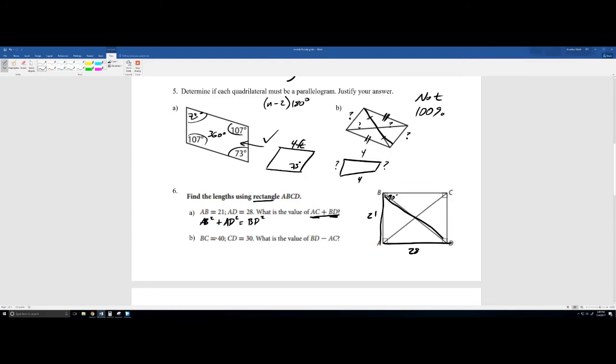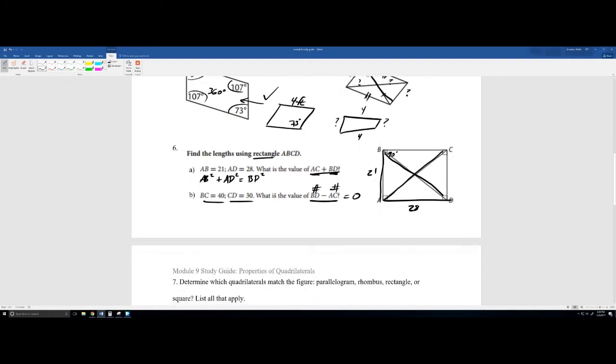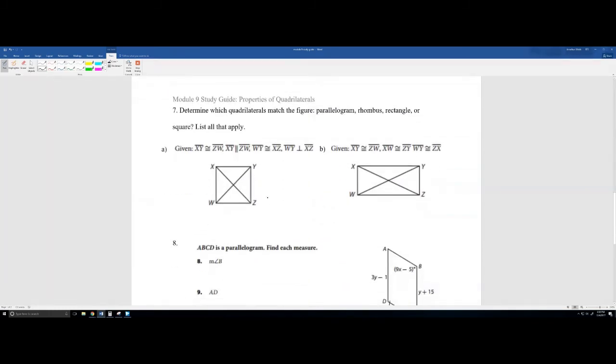Now, what's kind of funny about part B is that no matter what numbers they give you here, they're asking you to do BD minus AC. And we already just said BD is congruent to AC. So what happens when two numbers that are the same are subtracting each other? The answer is going to be 0. So that's a nice thing to know about the property of diagonals for rectangles, or any parallelogram, to get an answer real quick. You didn't even have to use Pythagorean theorem. Not even waste your time. It's awesome.